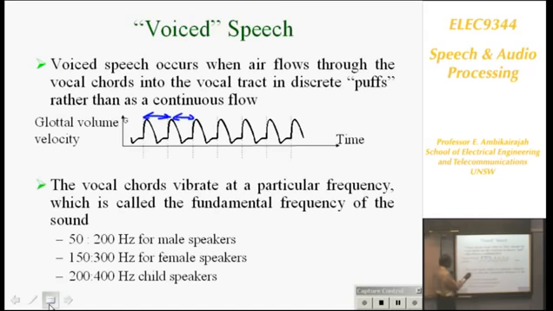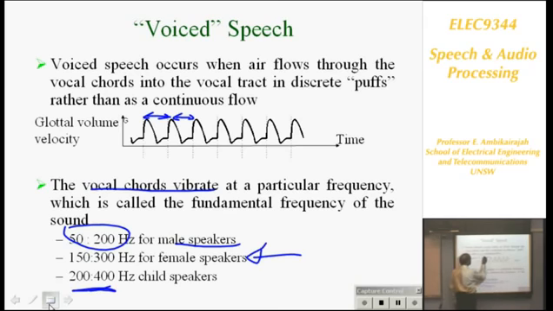And you will find the vocal cords vibrate at a particular frequency, which is called the fundamental frequency for a particular person. For male speakers, if you measure it, that frequency is between 50 and 200 hertz. For female speakers, it falls between 150 and 300 hertz. For a child speaker, that's the range. So basically, if you measure this distance, and this is T, then your fundamental frequency is 1/T hertz. And that's what I have given you. So roughly, you've got an idea.